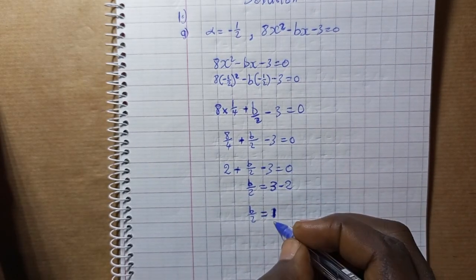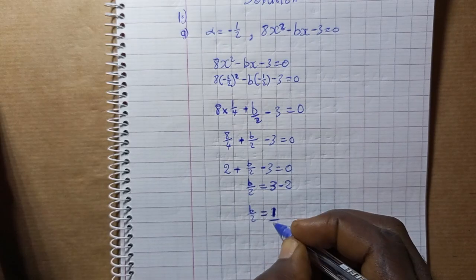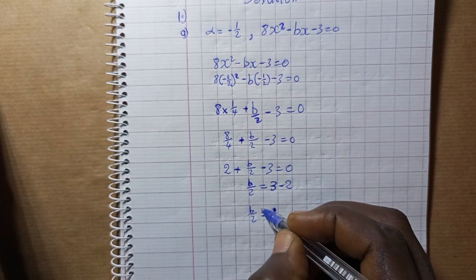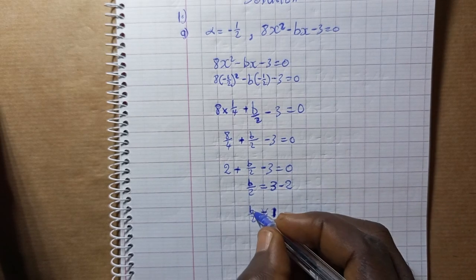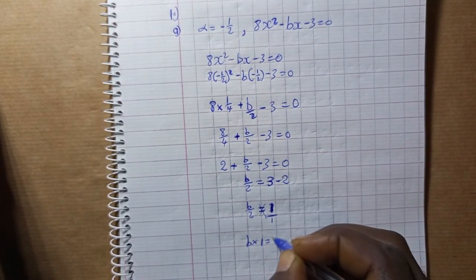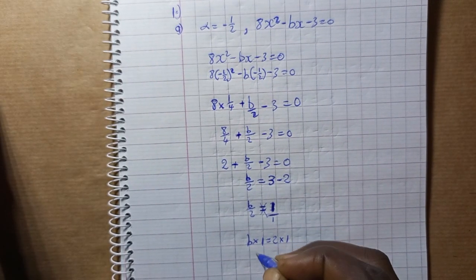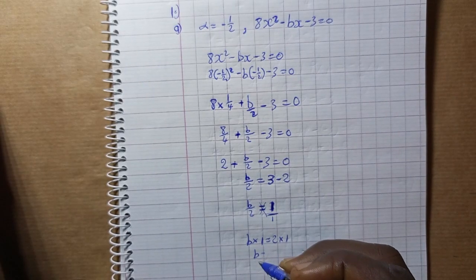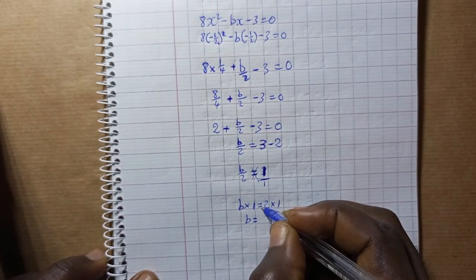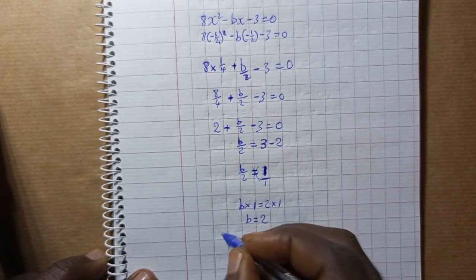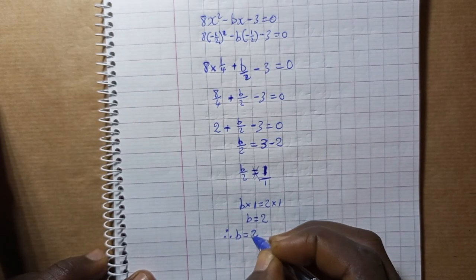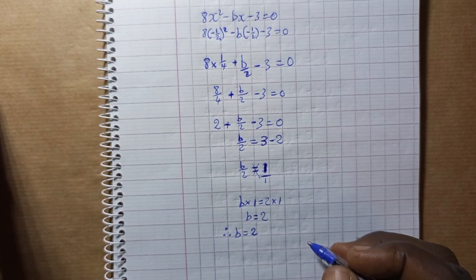Now this one we can also write as 1 over 1. Then from here we can cross multiply: b times 1 is equal to 2 times 1. So b times 1 is b, and 2 times 1 is 2. Therefore b equals 2. So that is for A.